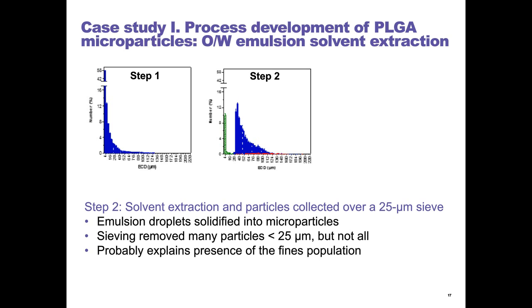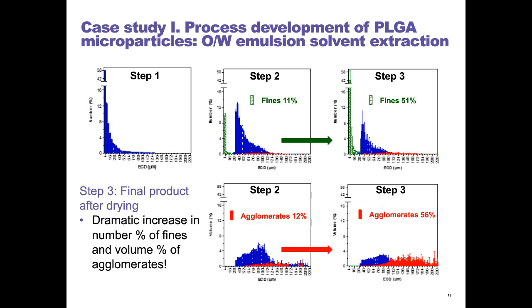The third and final step of the process consisted of drying of the microparticles. In the reconstituted final product, we see a dramatic increase in the number percentage of fines, and the reason for this may be that additional fines could have been released from the larger particles during the final drying step. Also, the volume percentage of agglomerates increased dramatically.